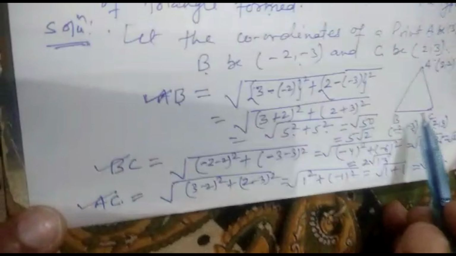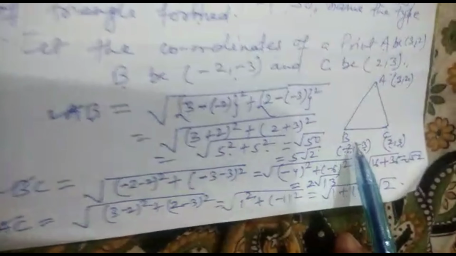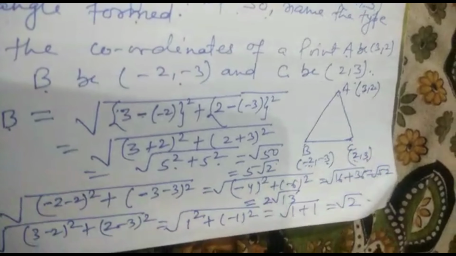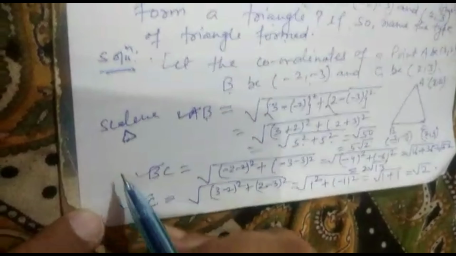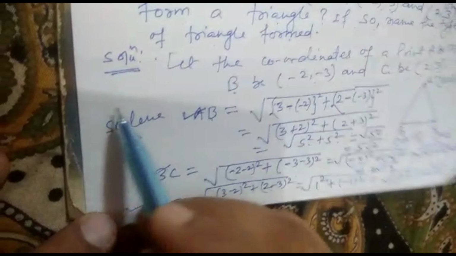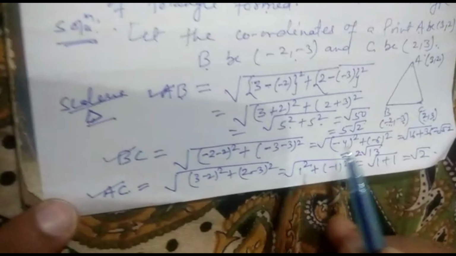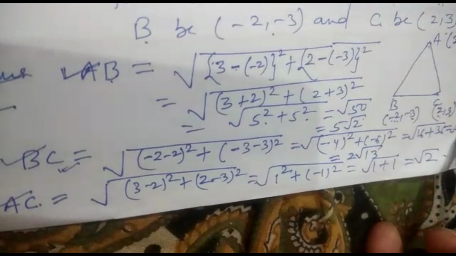We see here no sides are equal, that is AB is not equal to BC, BC is not equal to AC. So on the basis of sides, this is a scalene triangle because all sides are of different lengths. But now I will find on the basis of angle. So here we see that BC is the longest side whose value is root 52.